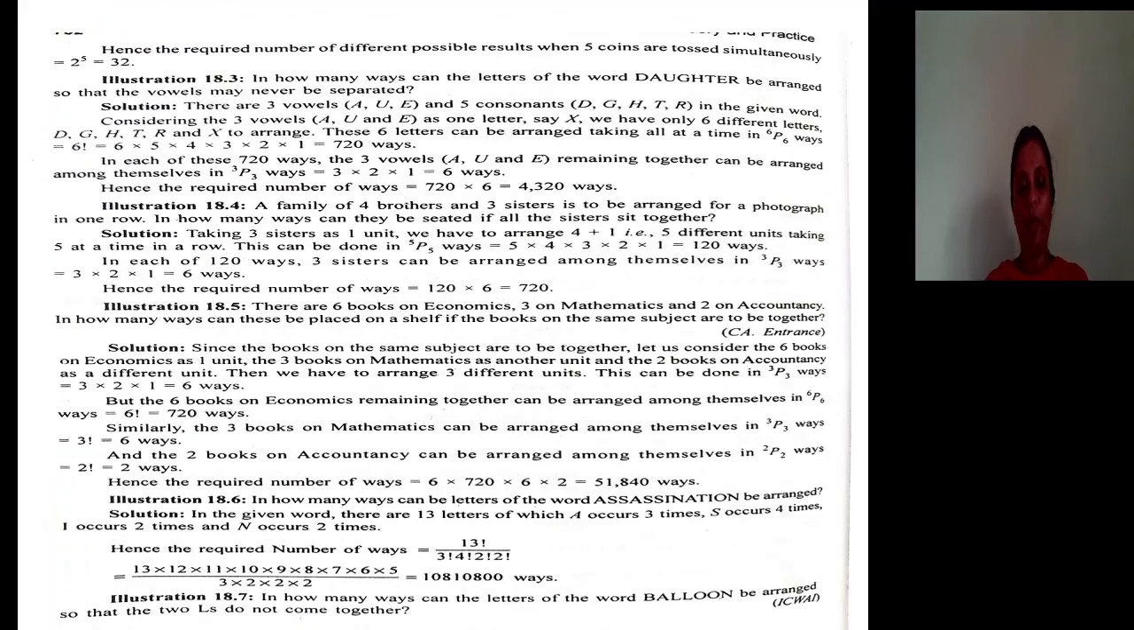See, we saw one problem where all 3 subjects should be together. Then what do we do? 6P6 into, we did it in the same way, we took all 3 papers as 3 units, 3P3 into 6P6 into 3P3 into 2P2. So all books are together. Try to understand, but here that is not the case.